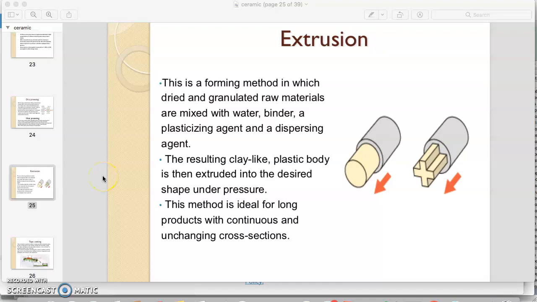Assalamualaikum and salam sejahtera. Today we will continue our discussion on processing of modern ceramic. We will discuss the extrusion process, the ceramic extrusion process.